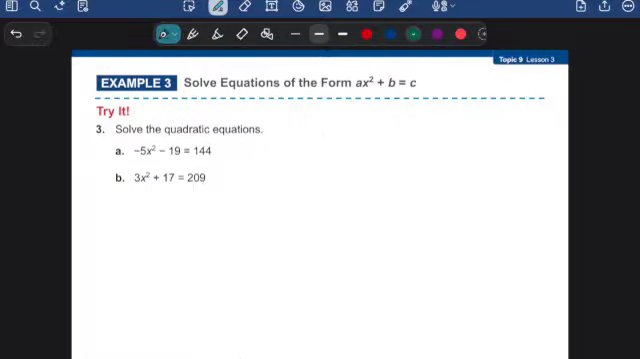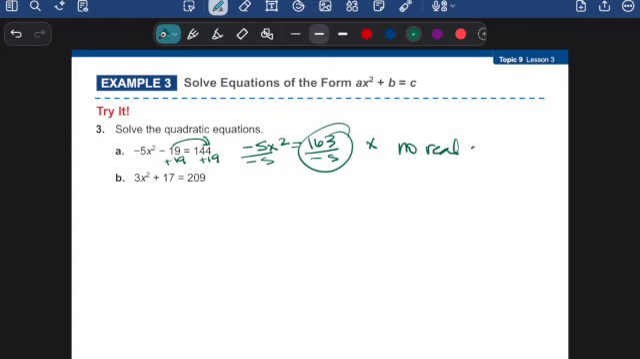Try it number 3, same thing. Let's first move the negative 19 over. So I'm going to add 19 to both sides. It's going to be 163. Then I'm going to divide by negative 5. And I can see that I'm going to get a negative number right here. So can I take the square root of a negative number? No, I cannot. There's going to be no real solution for part A.